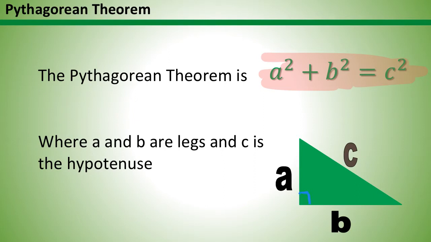A and B are always the legs of this right triangle. So the legs of a right triangle are always attached to the right angle. And C is the hypotenuse. So C is going to be across from that right angle. So that's how we always label things. Make sure that C is always the hypotenuse, okay?